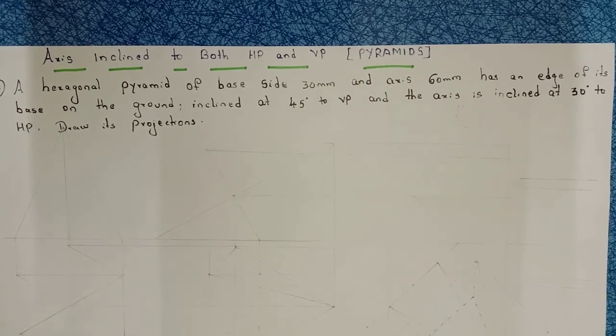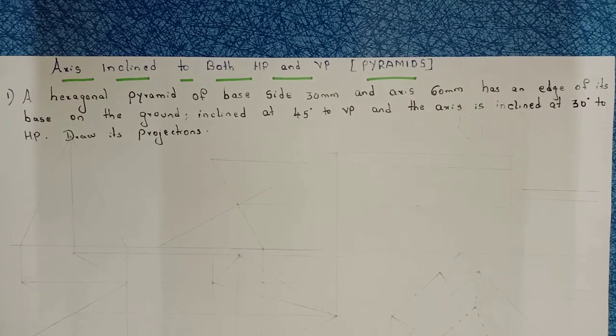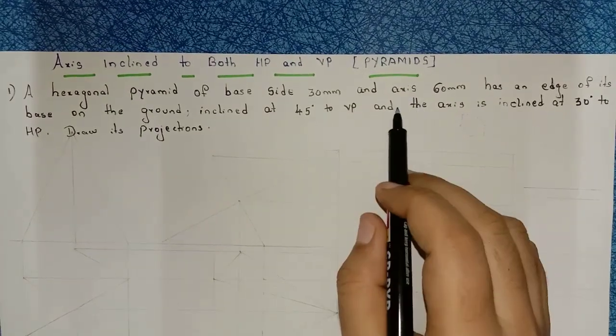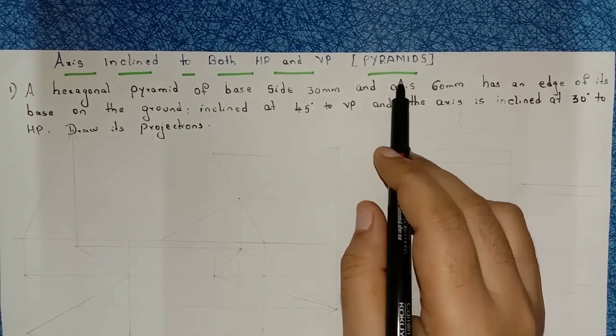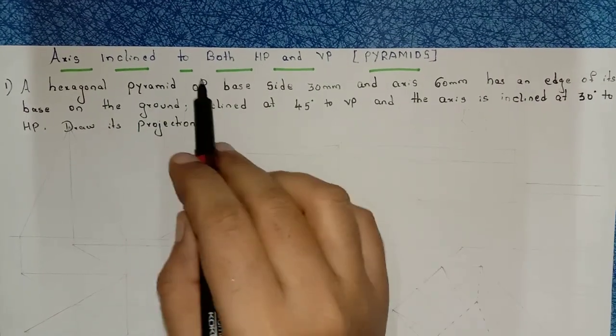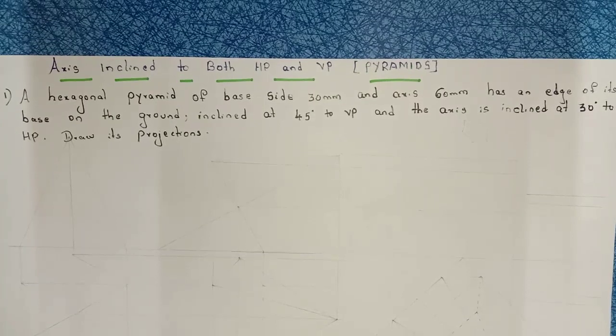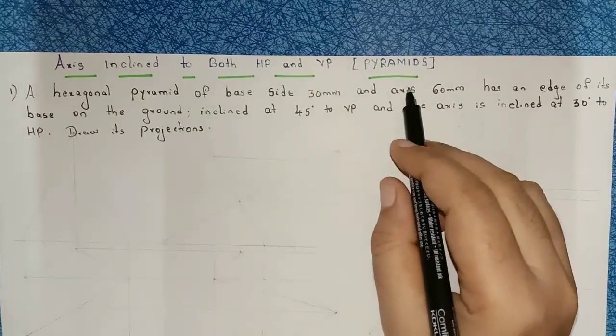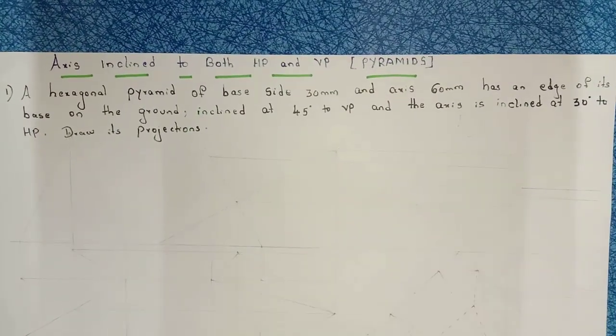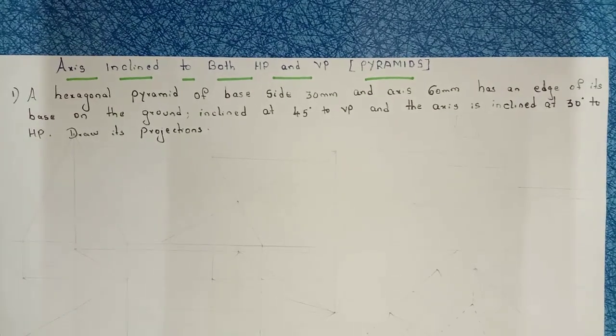Okay, students, so let us start the next topic. Today we are going to construct pyramids with the axis inclined to both HP and VP. In the previous lecture we solved prisms. In this lecture we are going to solve pyramids. Same process, same method. Let us see the question.